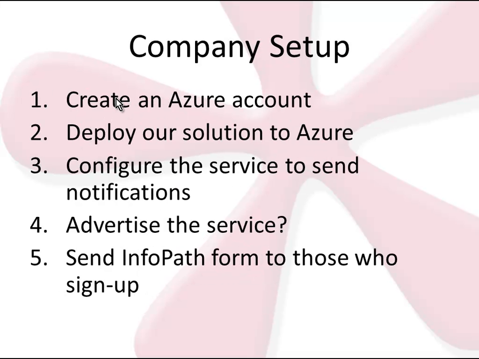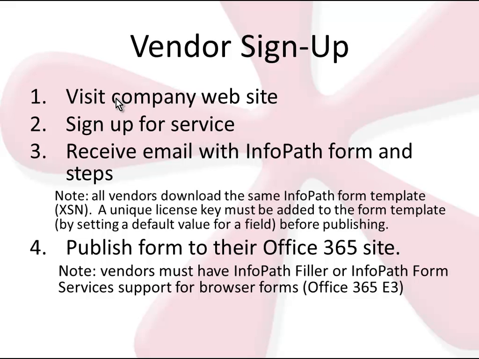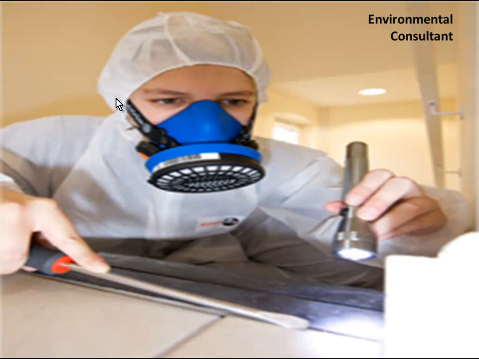So typically the company, the hub, is going to sign up by creating an Azure account, deploying the solution, and configuring it to send notifications. Then they'll advertise their service in some way, and then they'll send the InfoPath form with plugin to the consultants. The consultants, the vendors in this case, will sign up. They'll visit the company website, they'll get the form, and they'll get the key to unlock the form or to use it for the submits. They'll publish it to their 365 site and they're done. So it's very easy to sign up. So let's do the demo.